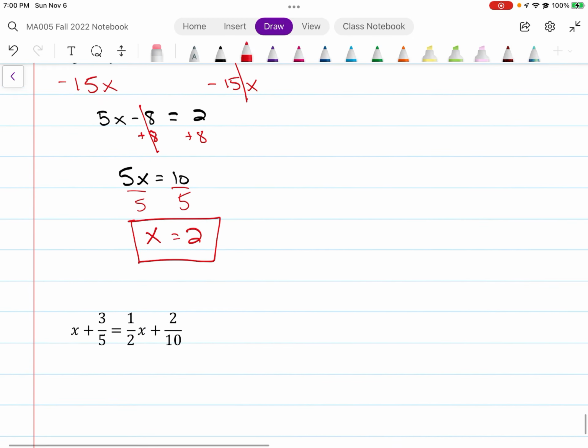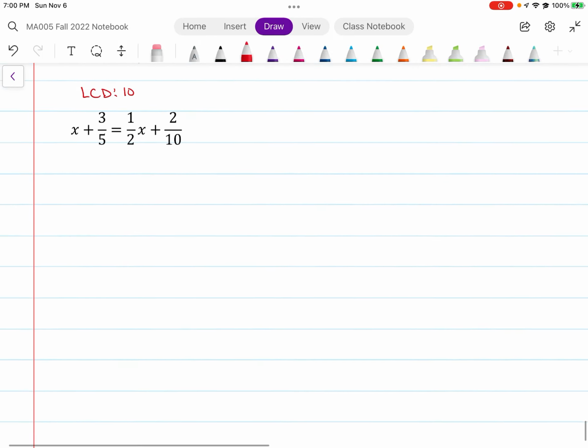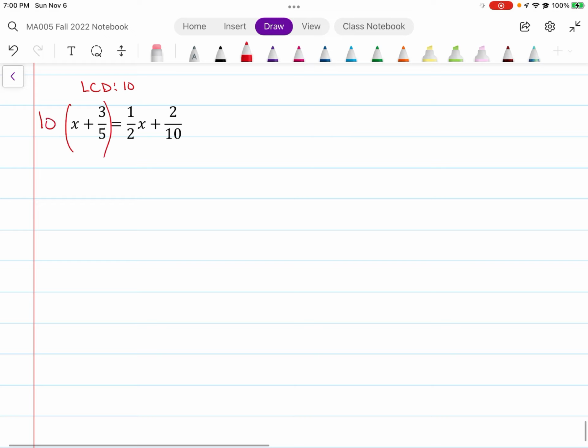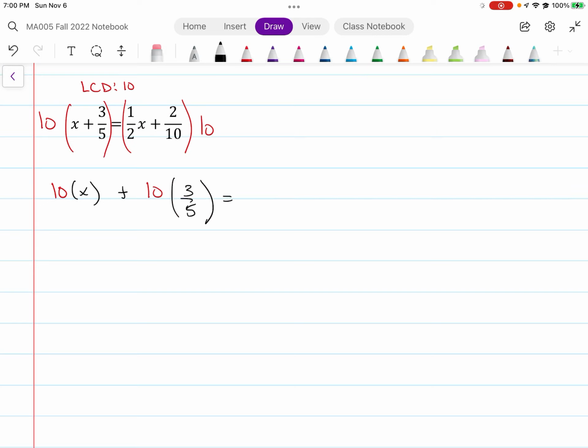All right, so how would you get rid of the fractions here? What is the least common denominator of 5, 2, and 10? Well, in this case, it is 10. So you're going to multiply both sides, every single thing, by 10. All right, so we get 10 times x plus 10 times 3/5 equals 10 times 1/2 x. So be a little methodical in the way you write so that you can keep track of what's on top and what's on the bottom. Plus 2/10. Double check everything.